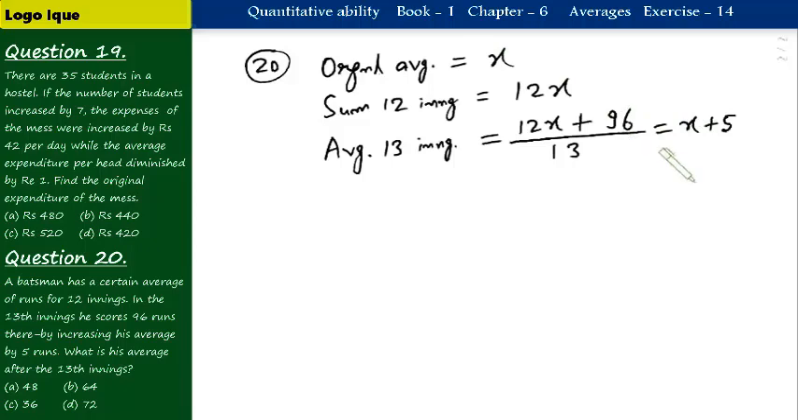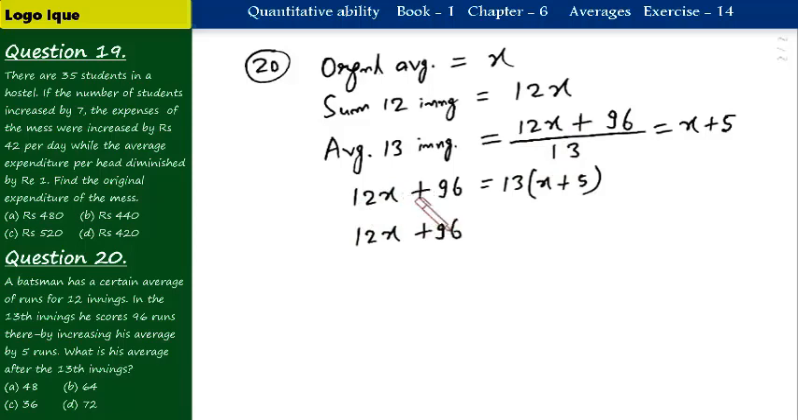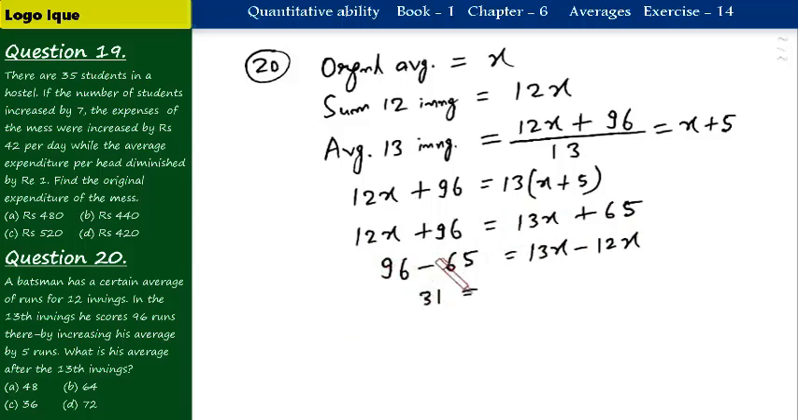So if we simplify this, we have 12x plus 96 is equal to 13 into x plus 5. If you open, 12x plus 96 is equal to 13x plus 65. Send 12x to the right hand side and bring 65 to the left hand side. So 96 minus 65 is equal to 13x minus 12x. That means we have 31 is equal to x. Try and understand that x is the original average, that is after 12 innings.